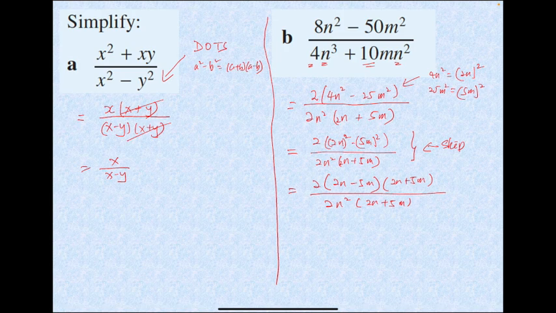Here, therefore, I can cancel that off. 2n plus 5m, 2n plus 5m. 2 and 2, I can cancel that as well. So therefore, the whole algebraic fraction becomes 2n minus 5m over n square. Alright? You can't simplify this any further. This is it. This is all you can do.